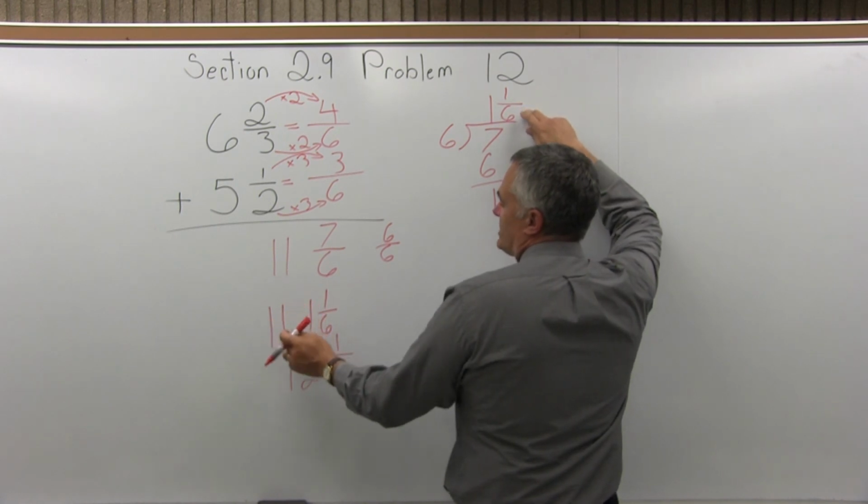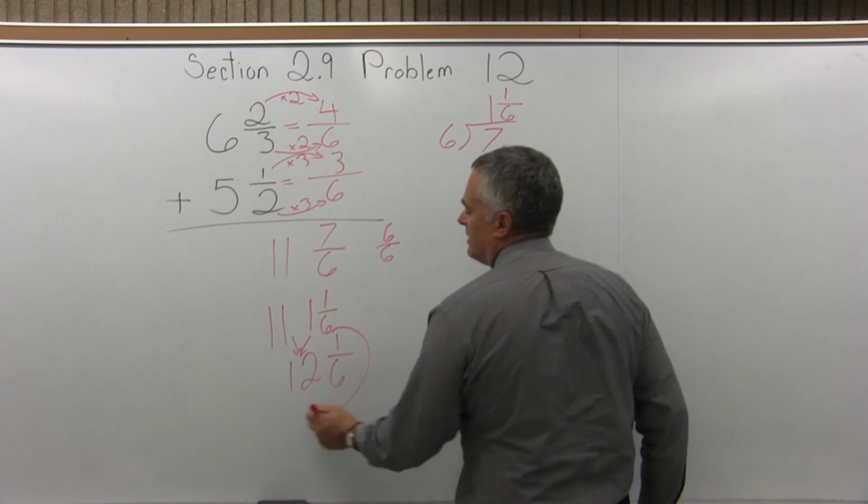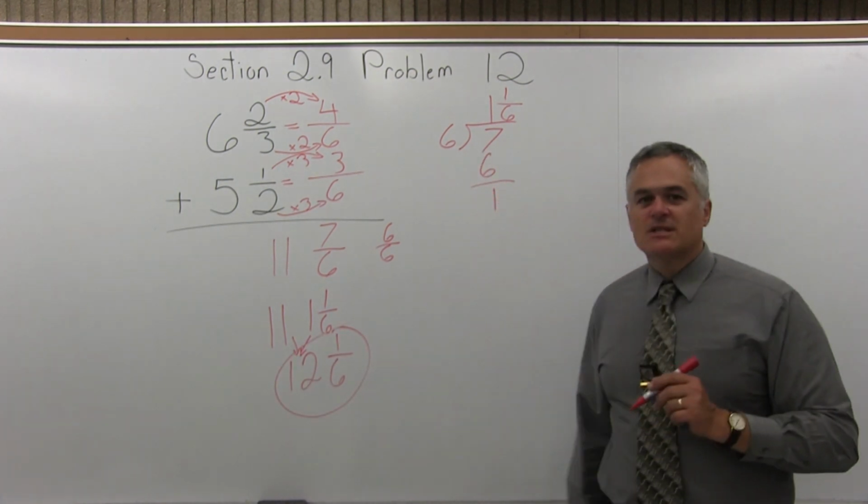So the whole number is 11 plus another 1 1/6. I put the whole numbers together, 11 and 1 more, there's the 12, and I keep the fraction. So 12 and 1/6 is the final answer.